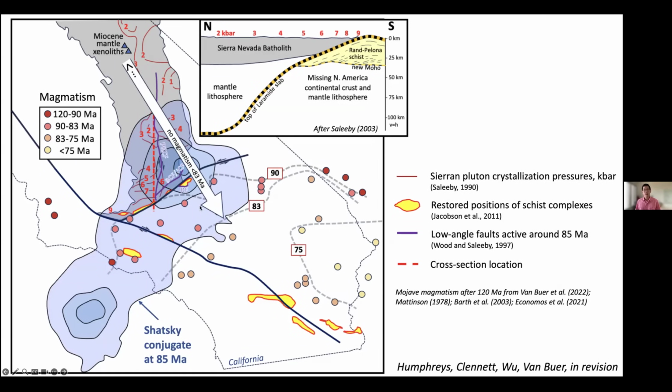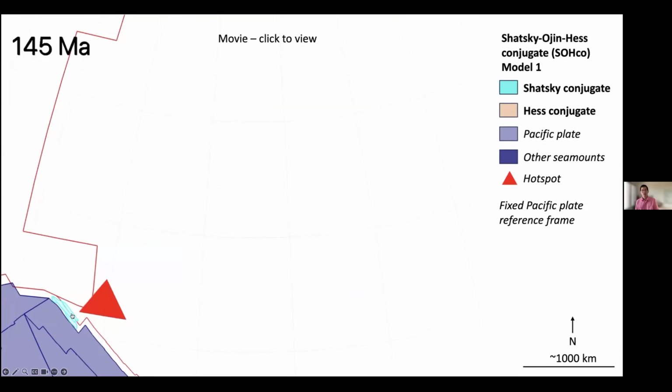For the sake of time, I'm going to move past this slide because some of you are familiar with some of the constraints. But there is basically a narrow corridor between the northern Mojave and southern Sierra Nevada where a Shatsky conjugate presumably could have subducted, and we're going to assume that it does come into this area. And so, first of all, this is a movie showing the formation of the Shatsky conjugate and Hess conjugates in the Central Pacific at 145 million years ago.